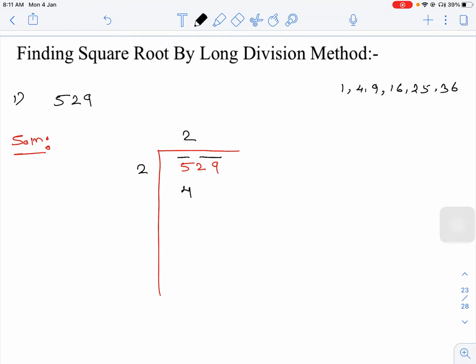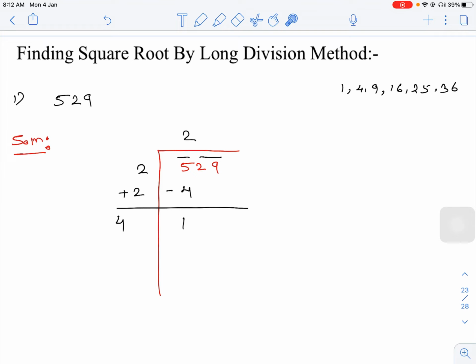Now, as in regular division, we make a subtraction. The next step is a very important step. Whatever number we are multiplying here, the same number we will add over here. We have multiplied by 2, so now we will add 2. 2 plus 2 is 4, so we write 4 on the left side. Now this subtraction, 5 minus 4, gives the answer 1.